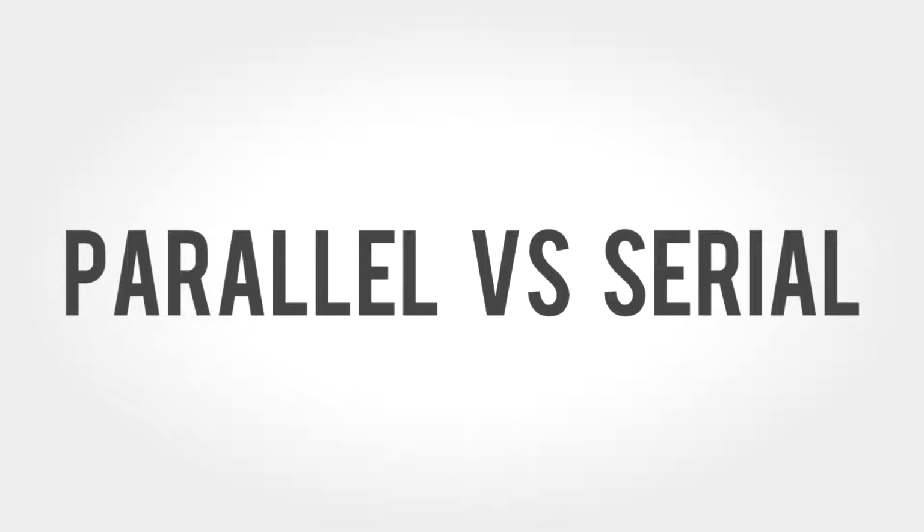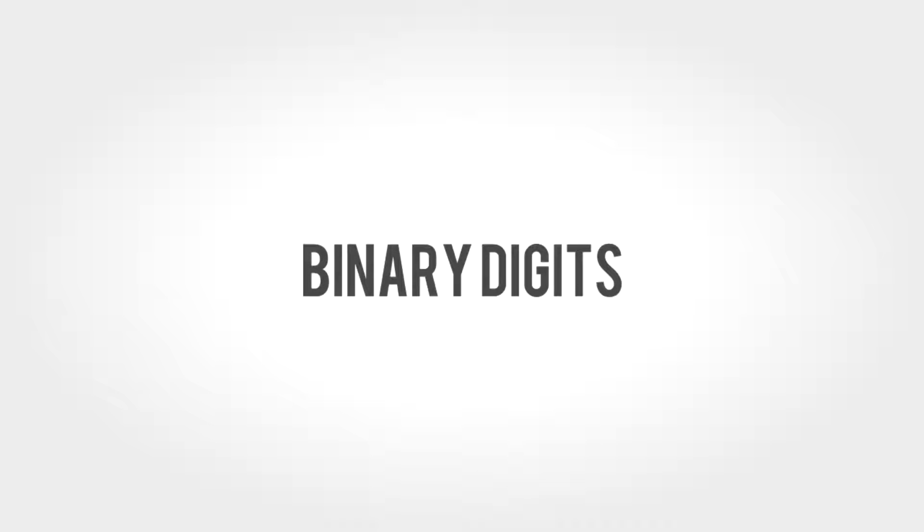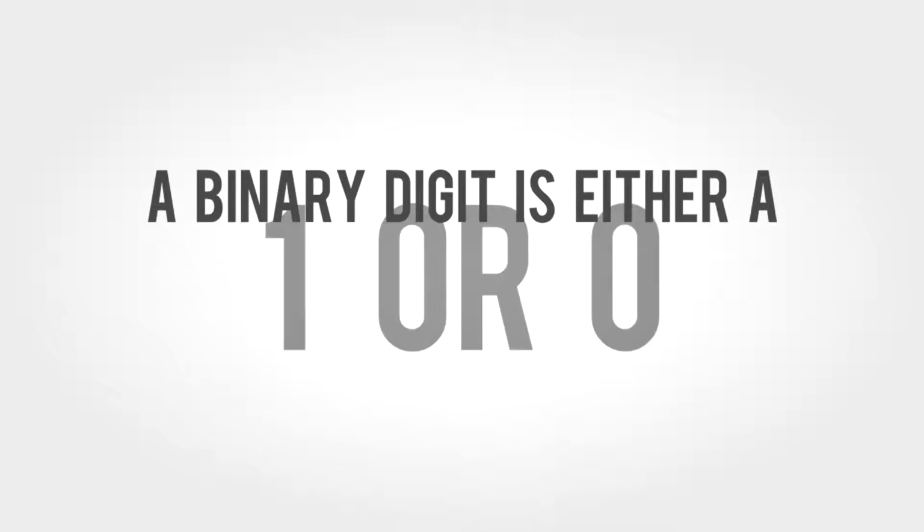In computers, we often refer to the transmission of data in terms of parallel and serial, but what exactly do these words mean? Well, in order to understand them, we first need to understand how computers interpret data. Computers use binary digits, or bits as they're more commonly referred to, in order to understand what the data is. A binary digit is either a 1 or a 0, on or off.